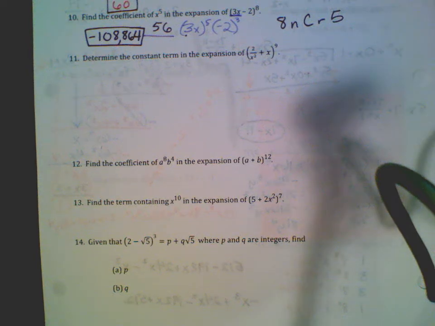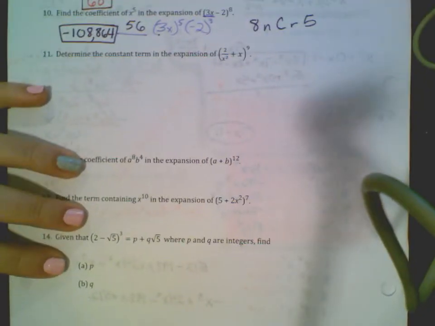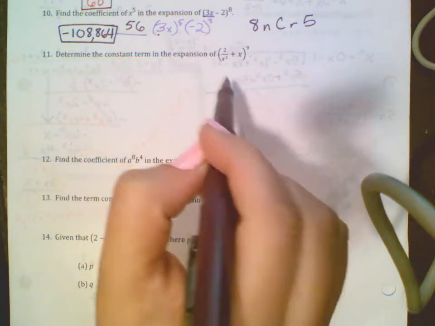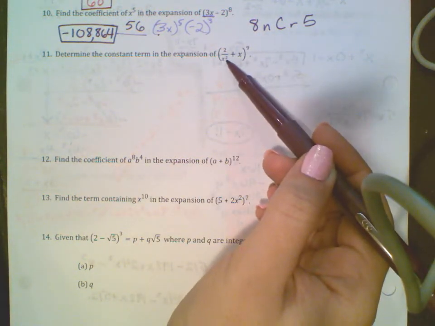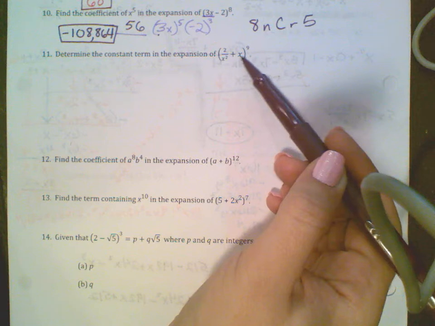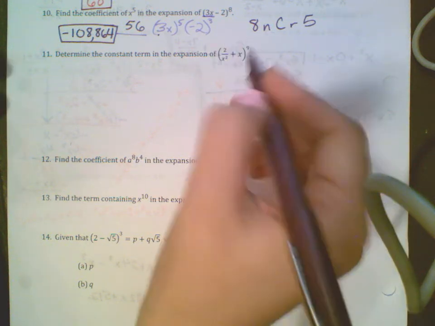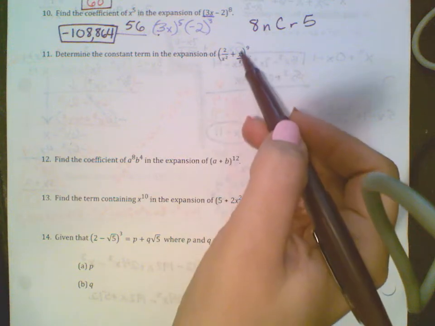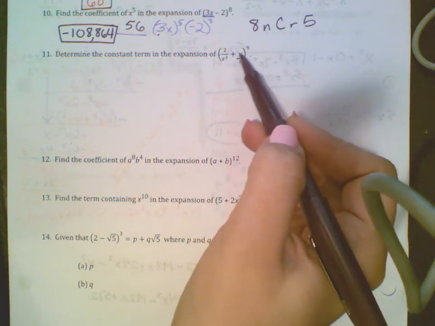Number 11 asks us to determine the constant term in the expression of 2 over x squared plus x raised to the ninth. Keep in mind when I talk about a constant term, what I mean is it'll have no variable in it. What that is going to look like is, whenever we are doing our expansions, we are going to have this term raised to a power multiplied by this term raised to a power. Because we are going to be multiplying these terms together, this one is basically x over 1. We need these exponents to be the same so that they can cancel each other out.